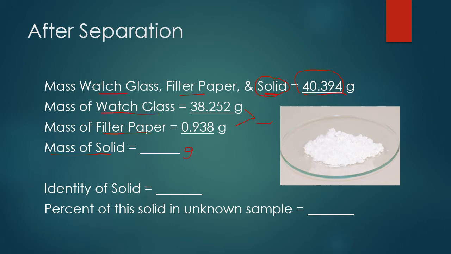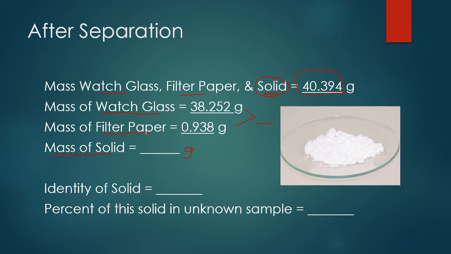Please make sure that you are putting units. All mass is measured in grams in this course, so you would need to put a g after it. Also, take into account your significant figures. Right now what we're doing is subtracting, so you need to pay attention to the decimal places. Notice all of my masses have 3 decimal places, so that means my answer should also have 3 decimal places.